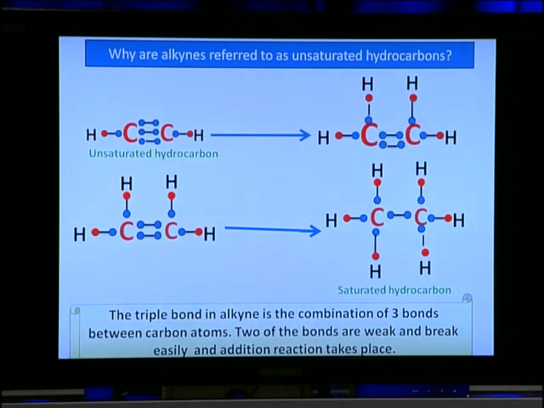The triple bond in alkyne is the combination of 3 bonds between 2 carbon atoms, and 2 of the bonds are weak and break easily, and an addition reaction takes place. Therefore, alkynes are also referred to as unsaturated hydrocarbons.